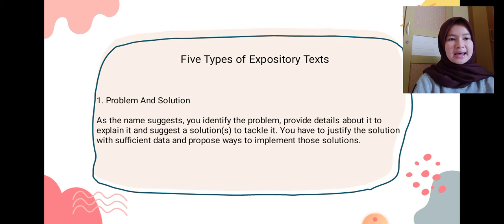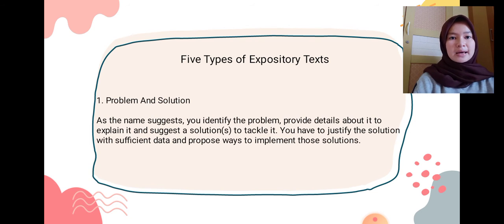Expository text has 5 types. These are problem and solution, sequence, cause and effect, compare and contrast, and the last, definition and classification. Let's explain one by one.